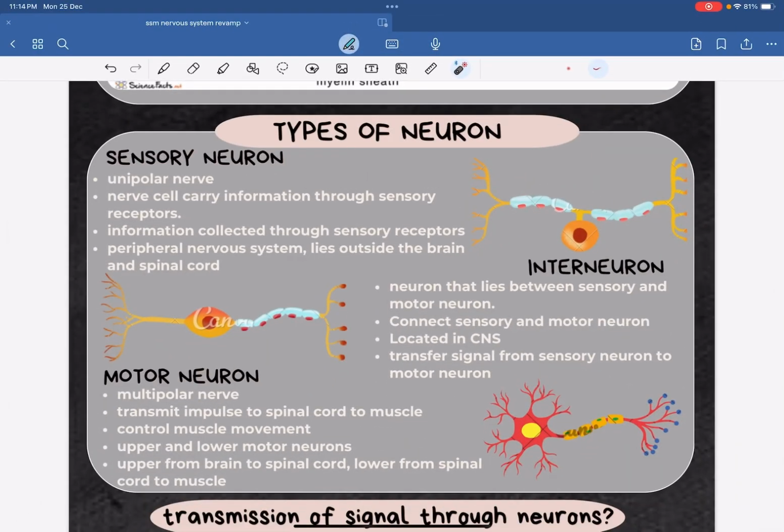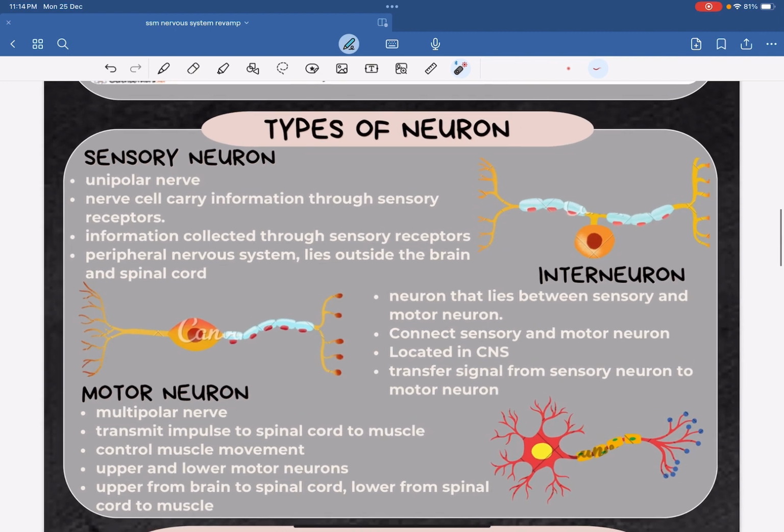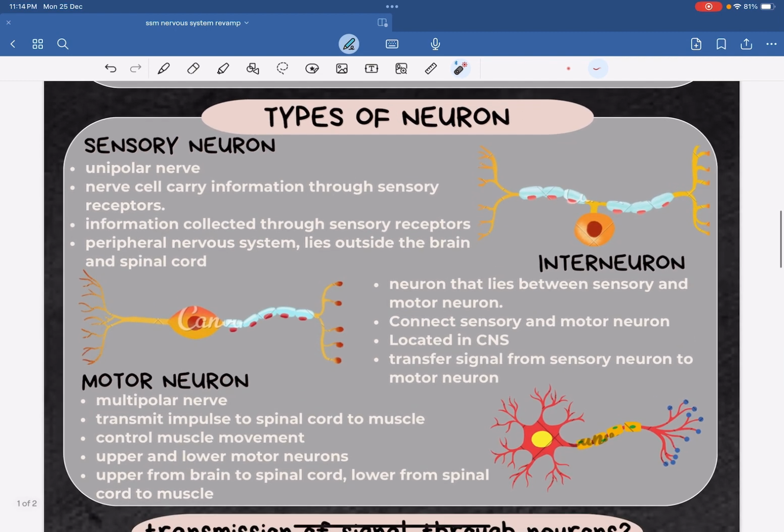Moving on to the next part, which is the types of neuron. Basically we have three types of neuron, which are sensory neuron, interneuron, and also motor neuron. Let's start with the sensory neuron first. The sensory neuron is basically a unipolar nerve.